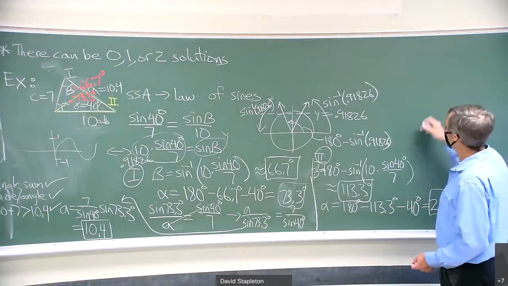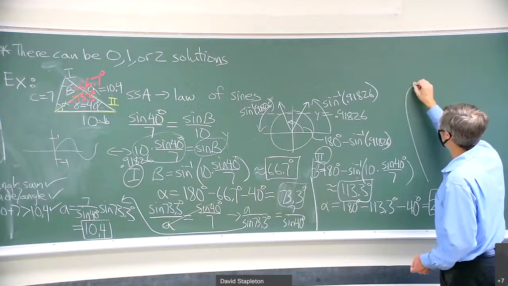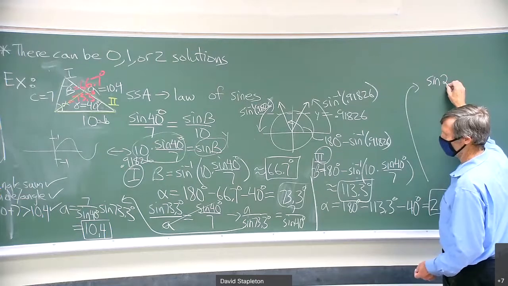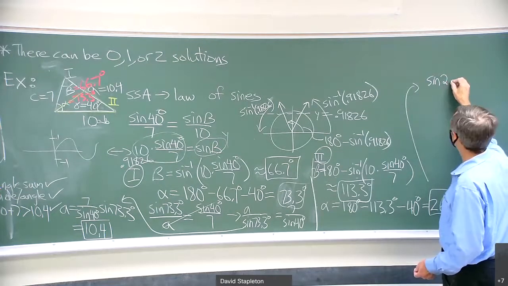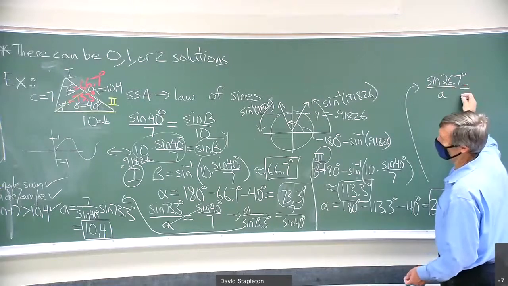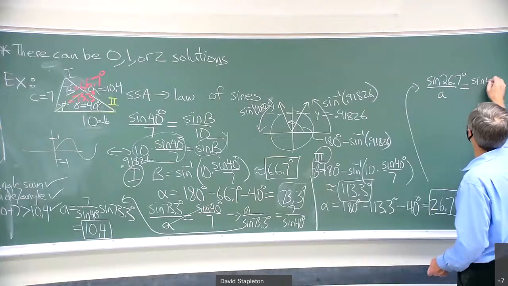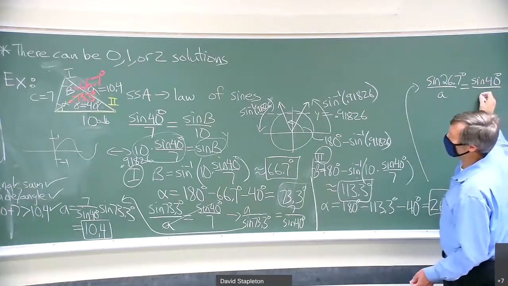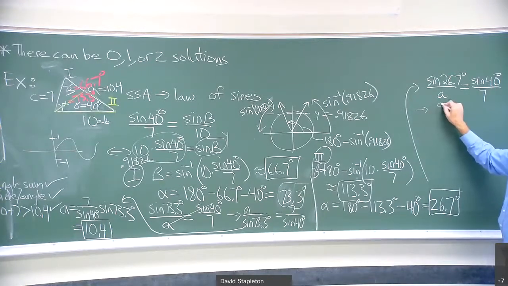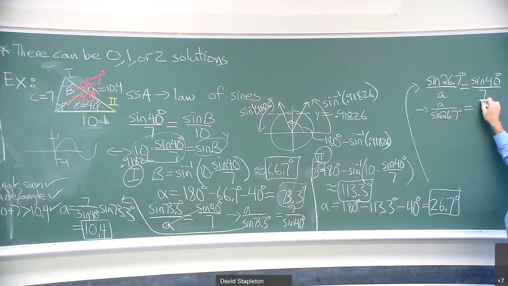I need to find A by saying sine alpha, 26.7 degrees, is to A, and let's go back to the original triangle, sine gamma, 45 degrees, is to C, which was given as 7. So I'll solve this by taking reciprocals, right, and turn it upside down. Again, it would have been wiser to start with it upside down.